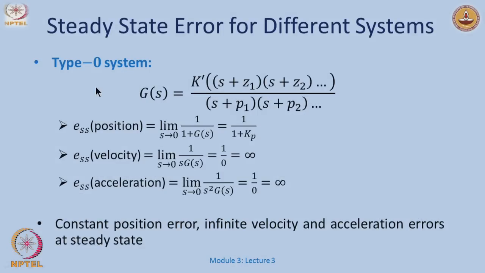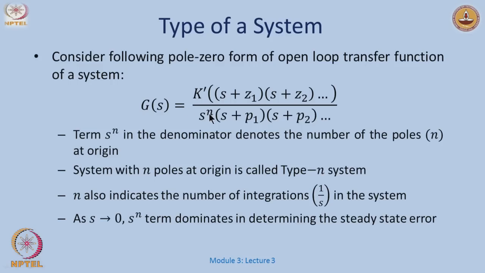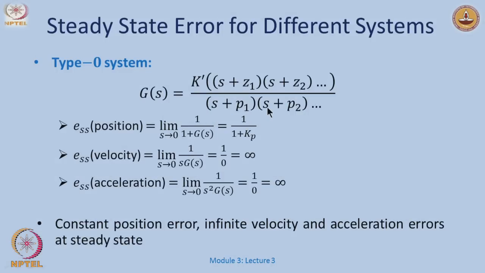So, start with a type 0 system. This G of s is again k times a set of zeros, and there are no poles at the origin. So, this n in the previous slide would be 0. I will just have these poles. Okay. So, how does it respond to a step signal? Well, for a step signal I have 1 over 1 plus Kp. So, there will always be some constant error at the steady state.